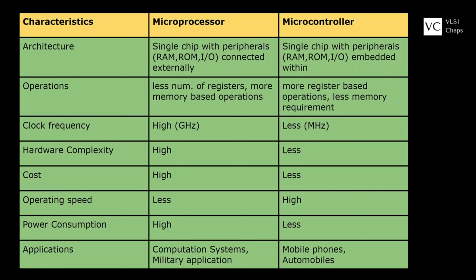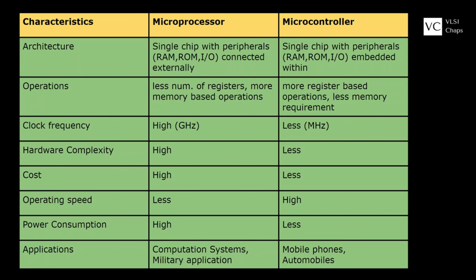The operating speed of the microprocessor will be less compared to the microcontroller because most of the operations are memory based, and the input-output devices and the RAM and ROM are connected external to the microprocessor, so processing becomes delayed and its speed is less. While in the case of the controller, everything is very integrated, so data transfer becomes very easy.